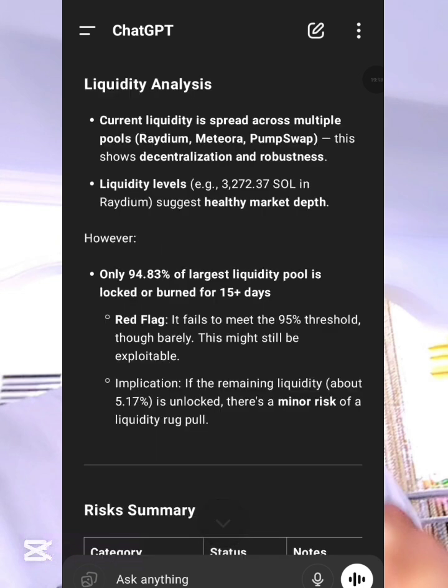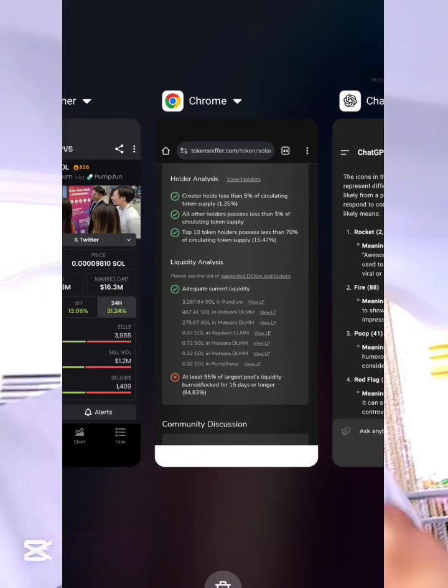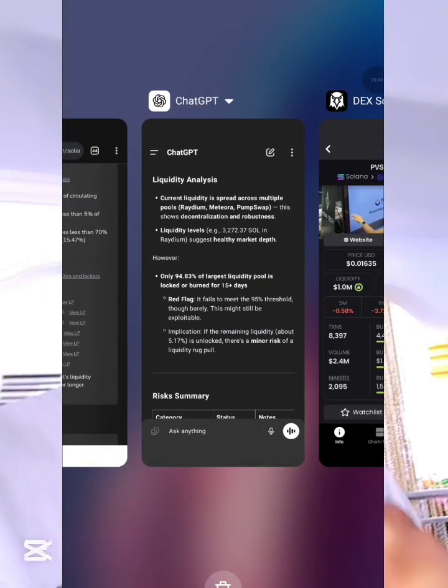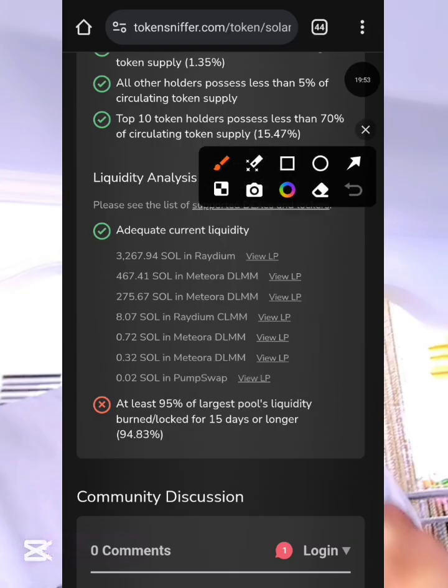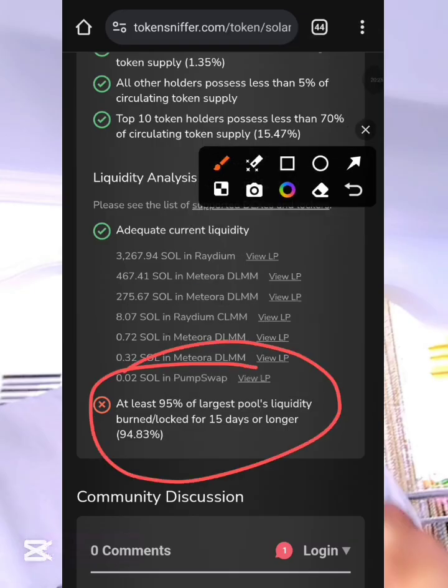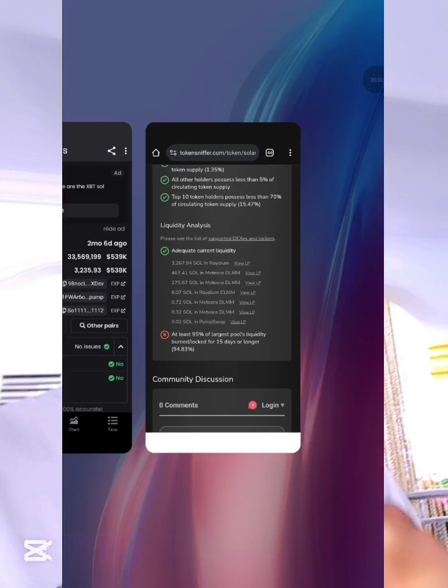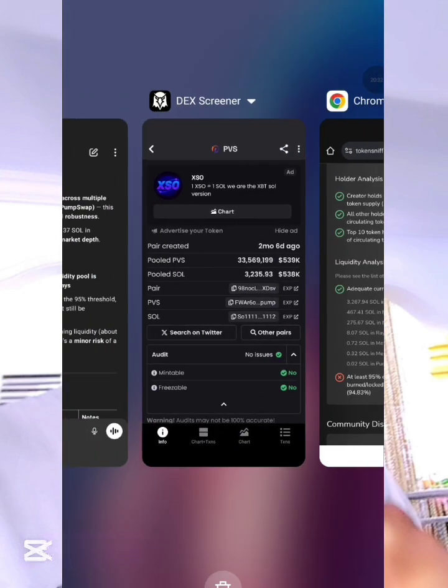However, only 94.82%. This is the only little dissatisfaction we see, on TokenSniffer, and that is the comment ChatGPT wants to tell us now. Let's go to TokenSniffer here. Look at it here, there is the dissatisfaction. Now let's see what ChatGPT is telling us about this particular dissatisfaction. So now let's go to ChatGPT.